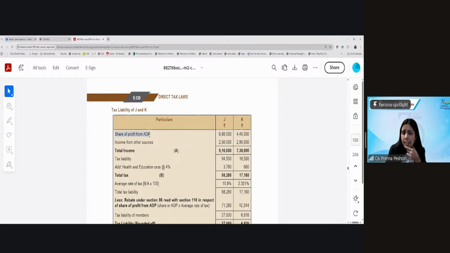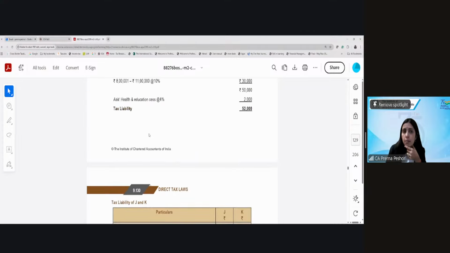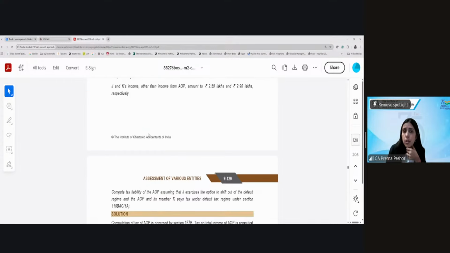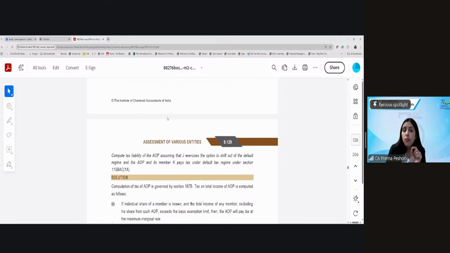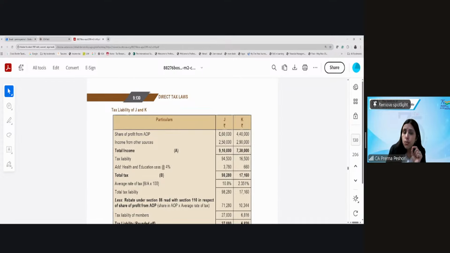Now, here we are taking it as share of profit from AOP only, because we do not have the information about under what head this 11 lakh is taxed. If the information were given that the 11 lakh is taxed, let's say 2 lakh under PGBP, 8 lakh under capital gain, and 1 lakh under IFOS, so the ratio is 2:8:1, then we would distribute the 6,60,000 in the same ratio.